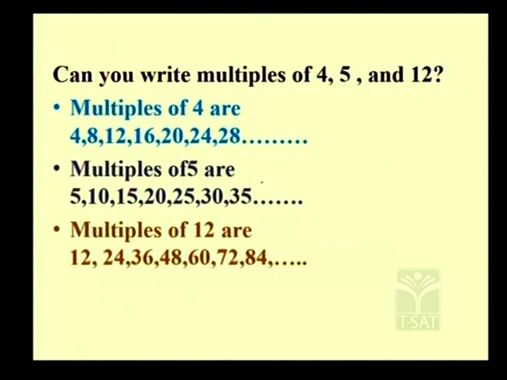Multiples of 12 are here. 12 1s are 12, 12 2s are 24, 12 3s are 36, 12 4s are 48, 12 5s are 60, 12 6s are 72, and 12 7s are 84. Like this, when we are multiplying one number with some other numbers, it gives the multiples of that number.